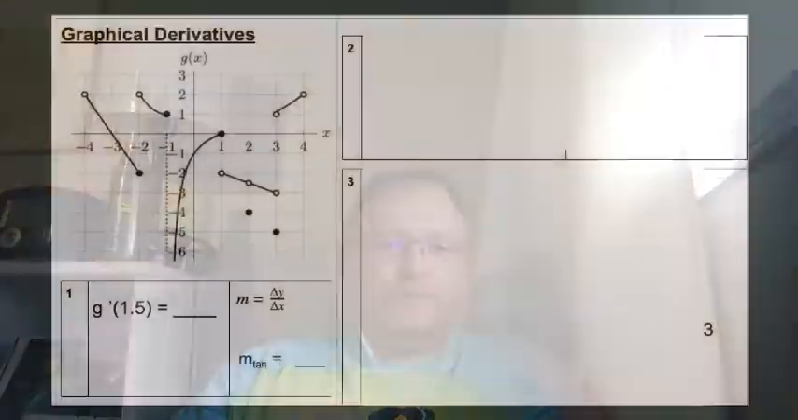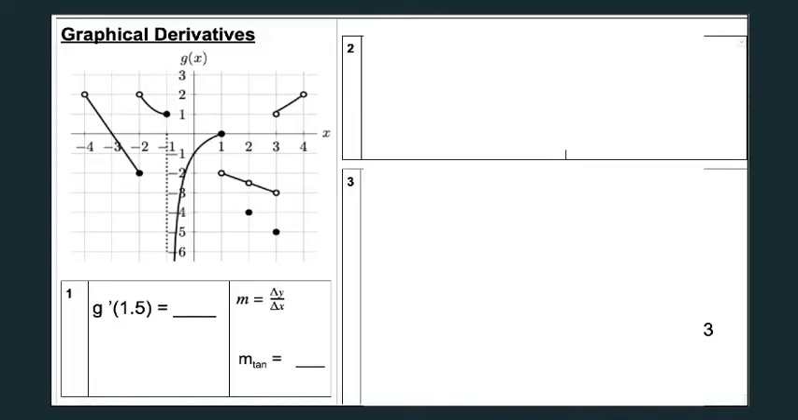Let's get started. There are going to be three questions, and they're all going to focus on this graph. It's a pretty funky graph, as you can see. There's a lot going on. We have some point discontinuities, we have a vertical asymptote. The first question is, what is g prime when x equals 1.5? What does that mean? Well, what's the tangent slope of the curve when x equals 1.5?